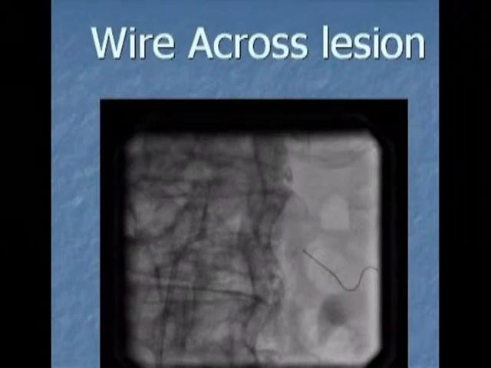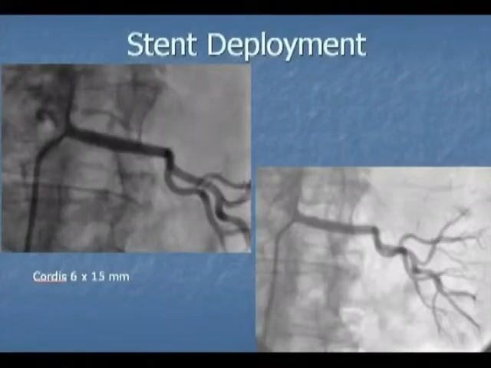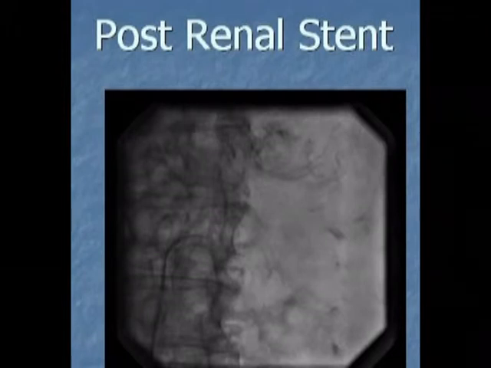So you can see we went ahead and crossed it with a 014 wire. This time it was with the use of a Spartacore, giving us the extra support. The wire crossed past the lesion fairly easily. You can see on this run the wire in position across, making sure that we're not through any struts, and went ahead with putting a Cordis 6 by 15 millimeter stent in position, and it crossed the lesion fairly easily. Predilatation was not required. Primary stenting was performed with good results.